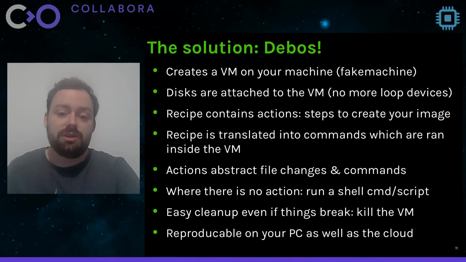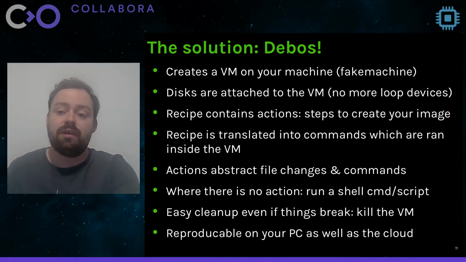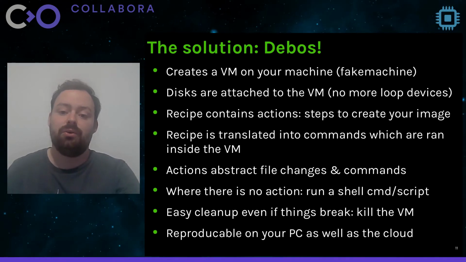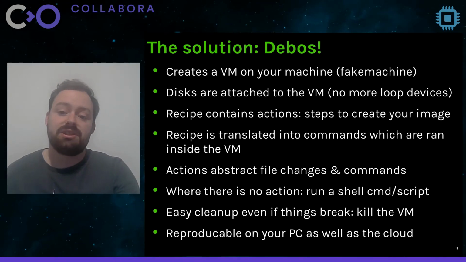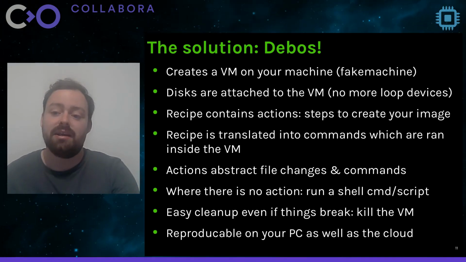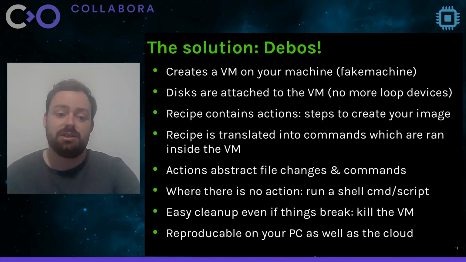So the solution to all of these problems is Debos. Basically, it uses a library called Fake Machine to create a virtual machine on your computer. Disks are attached to the virtual machine, so we don't use loop devices, and that's very good because loop devices, as we've discussed, are very fragile.